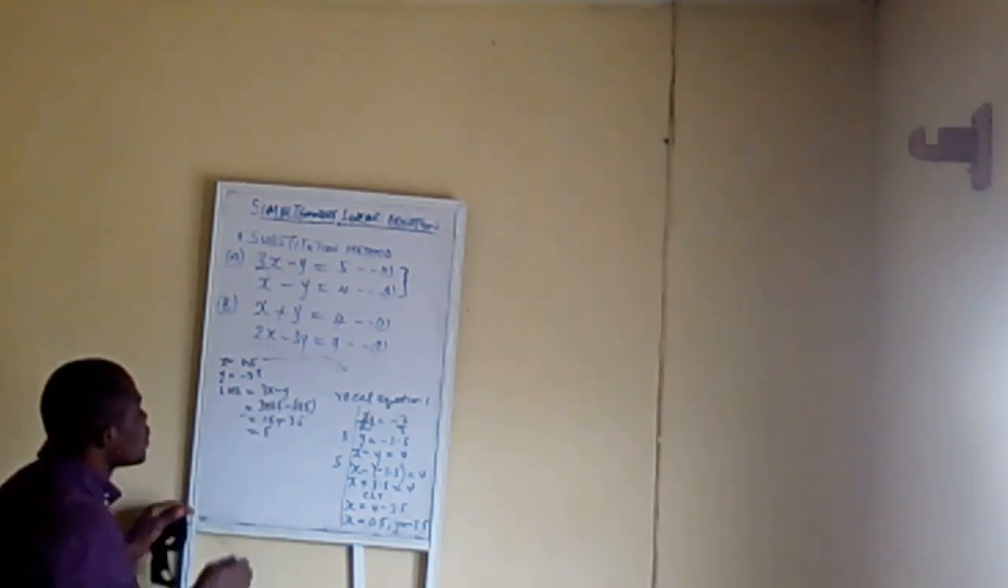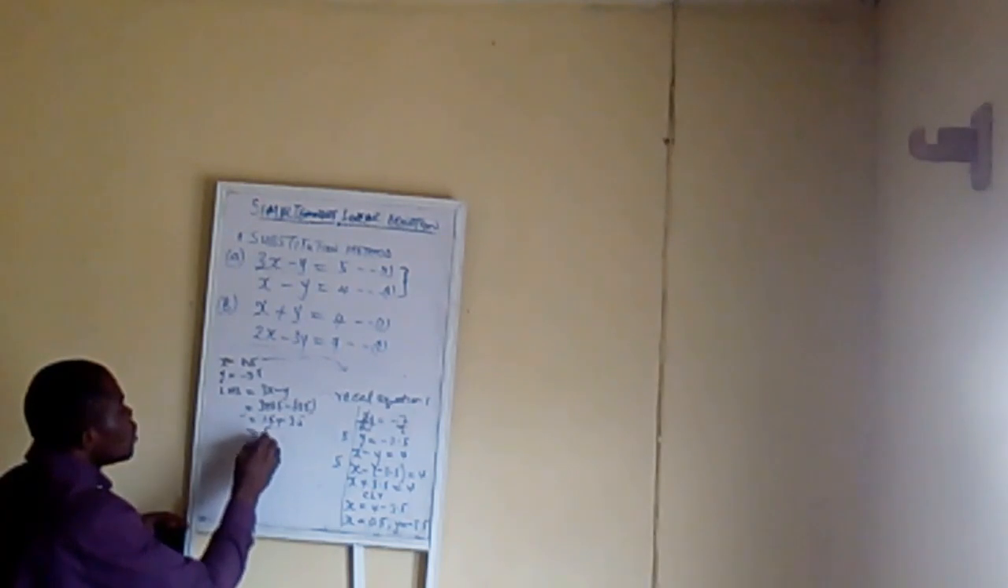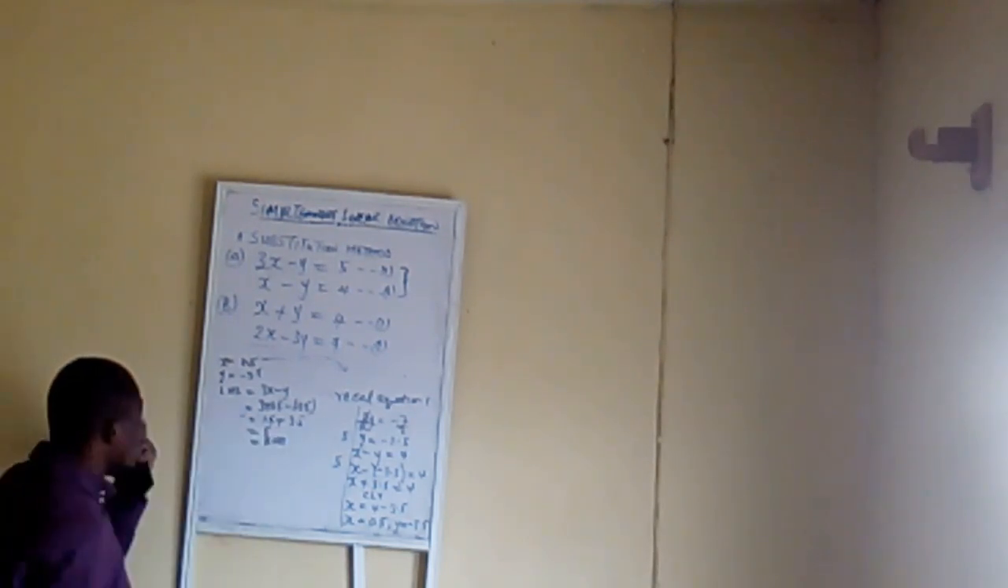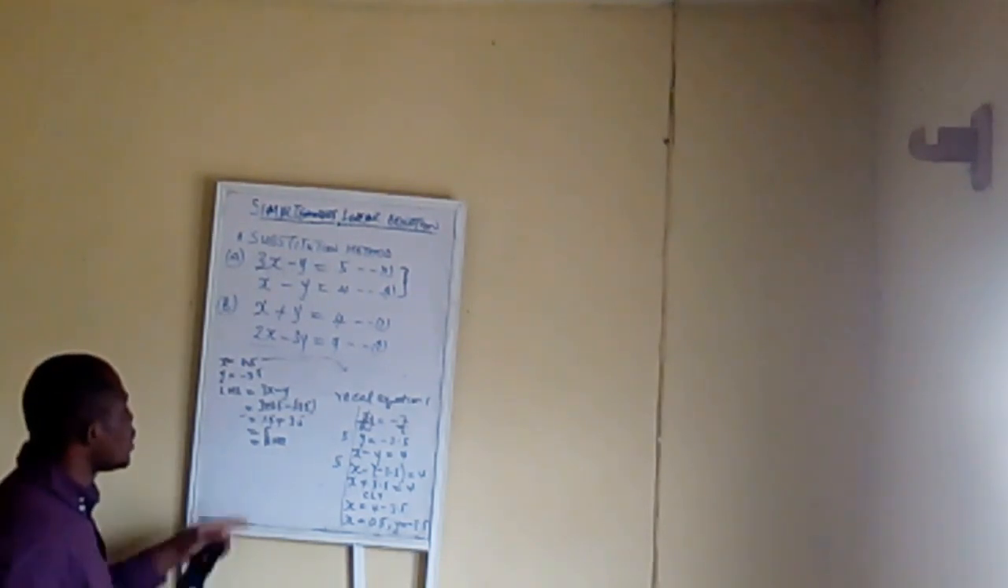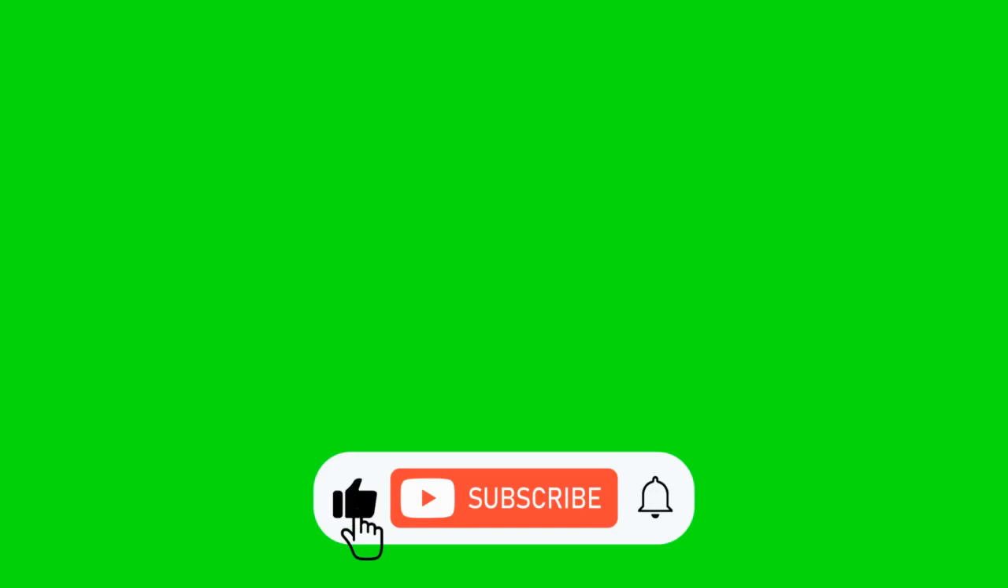So we can see that it is equal to what is on the right hand side. So we can see the equation is actually correct because we still get the same 5 that is on the right hand side. I hope with this example you should be able to see. Then I will proceed to solve the second example.